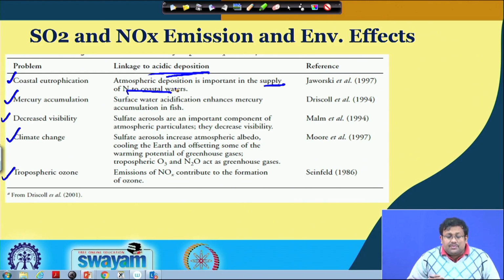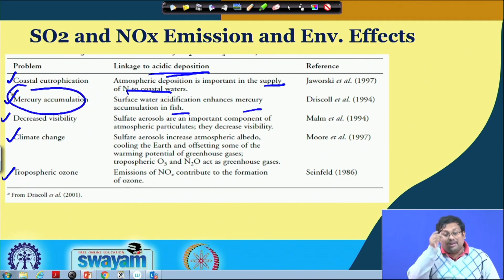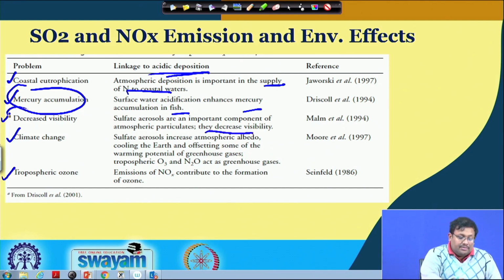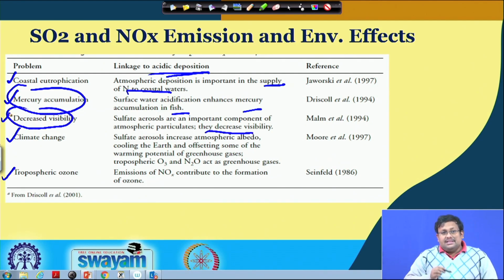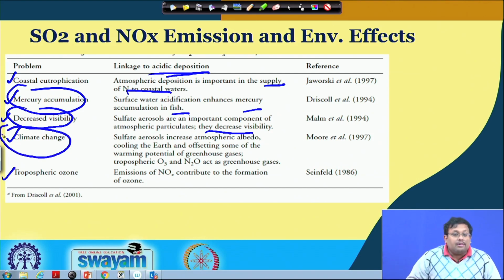Also, when surface water gets acidified due to acid rain, it enhances mercury accumulation in the fish, which is one of the major environmental problems nowadays. Also, sulfate aerosols are an important component of atmospheric particulates because they decrease visibility. So, it also produces decreased visibility, as you can see here. This is another important point. Sulfate aerosols increase atmospheric albedo, cooling the earth and offsetting some of the warming potential of the greenhouse gases. Also, tropospheric ozone and nitrous oxide are greenhouse gases, and ultimately this has a huge impact on climate change.